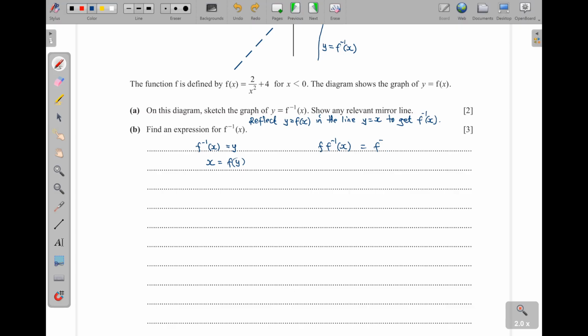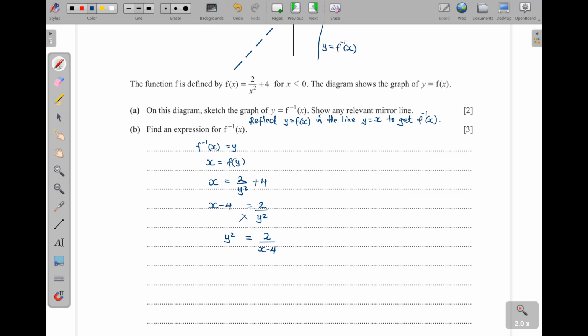Then next, we go to the function. Wherever there is x, we substitute y. So x is equal to 2 over y squared plus 4. Now we are making y the subject of the formula. So x minus 4 will be equal to 2 over y squared. When we cross multiply, we shall have y squared times x minus 4, but then we divide all through by this. So y squared is equal to 2 over x minus 4.